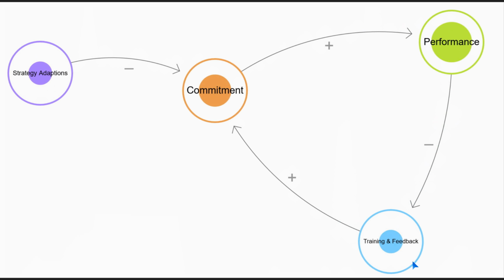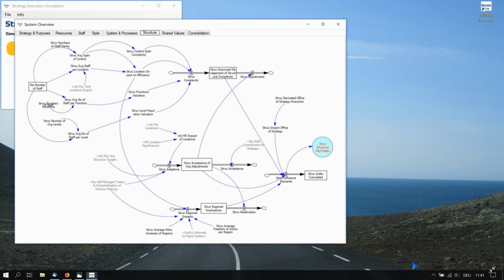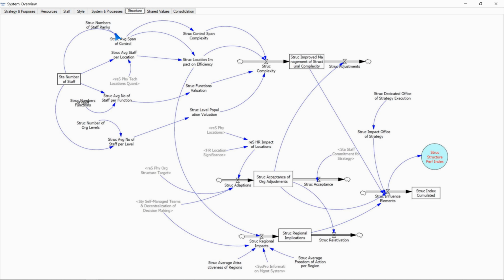This model is obviously very rough and not representing what we've done in our software. So our software is a little bit more complex. As you can see, in the info tab there is this menu point, system overview. In the system overview, you have all the 8S reflected, starting with strategy and purposes, resources, staff, style, systems and processes, structure, shared values, and then the consolidation. Obviously, this is the strategic performance.